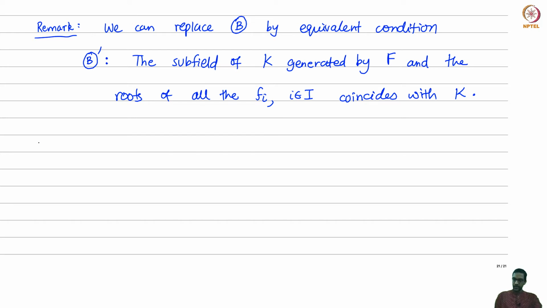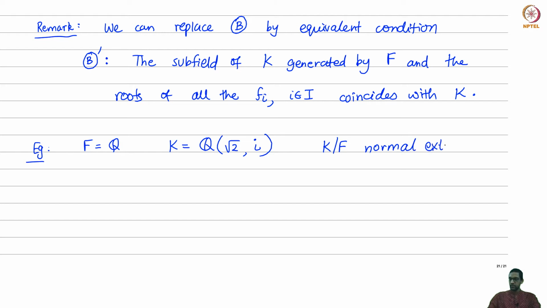So here are some examples. If I take F to be the field Q and I take K to be the field Q adjoined with two elements, one of them is root 2, the other is i, then this is a normal extension. The claim is that K over F is actually a normal extension, and to prove this I have to exhibit a collection of polynomials for which this is the splitting field.